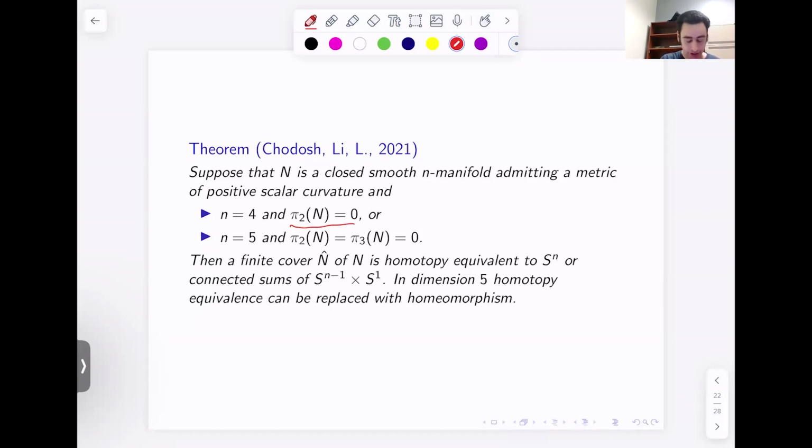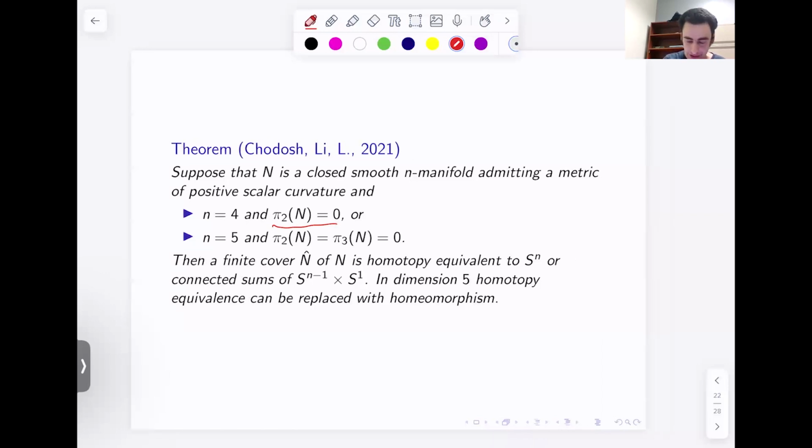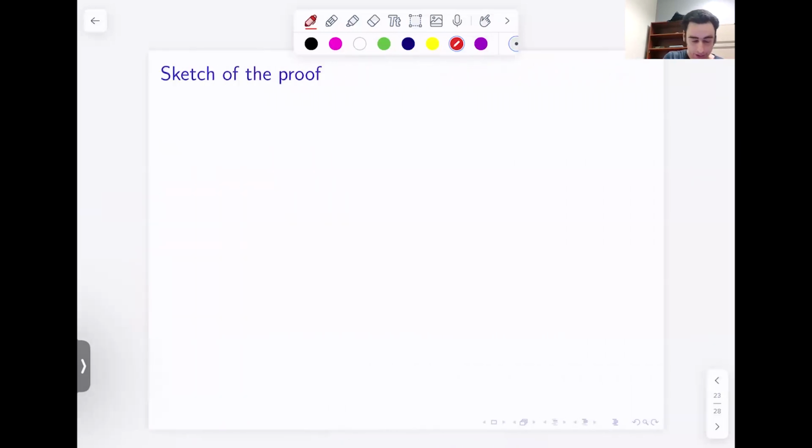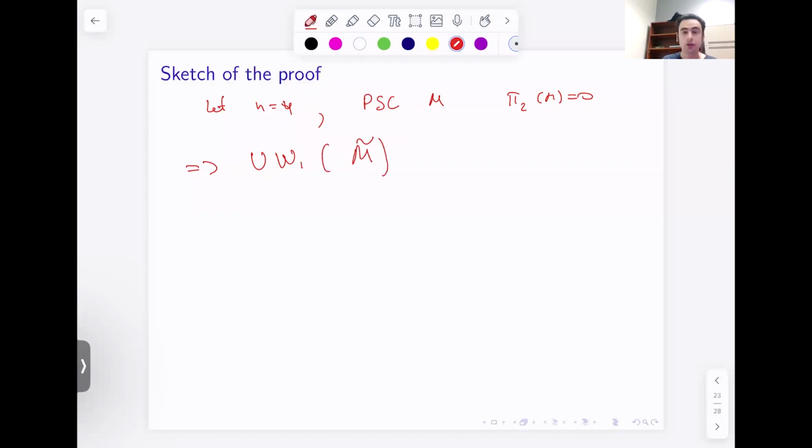So how do you go from this linking construction to this result? So the idea is that the key step here is that we can control the Urysohn one-dimensional width of the universal cover of our manifold. So let's say N is 4. You have a PSC manifold with pi 2 of M equal to 0. And so then we claim that the one-dimensional Urysohn width of the universal cover of M is going to be finite.